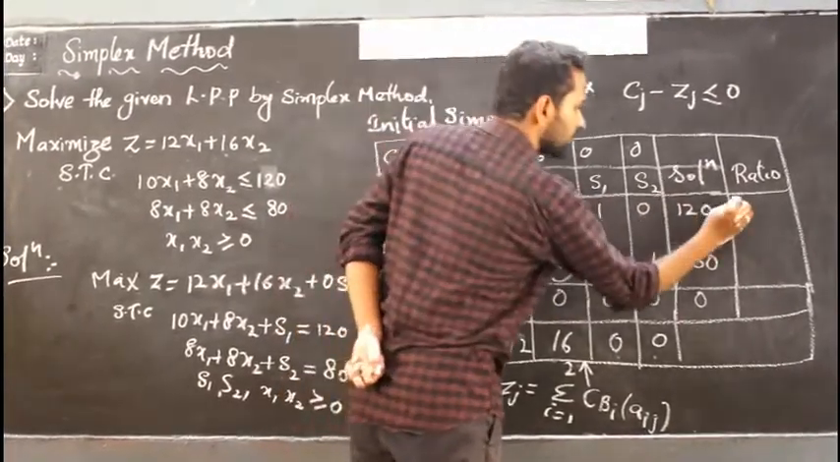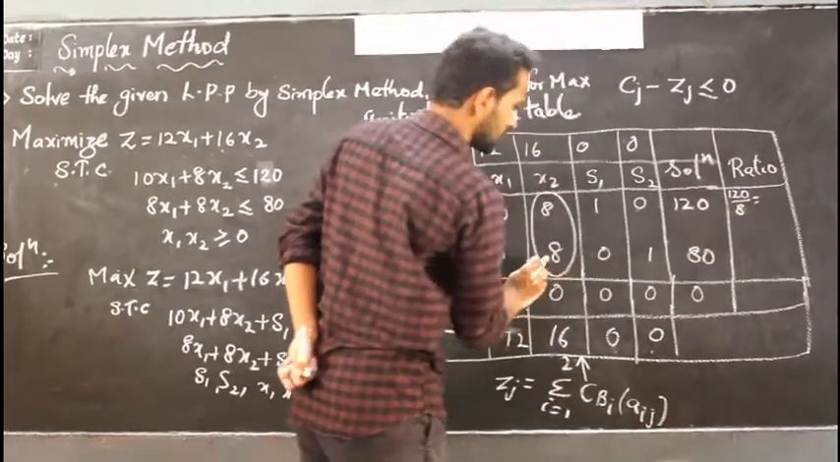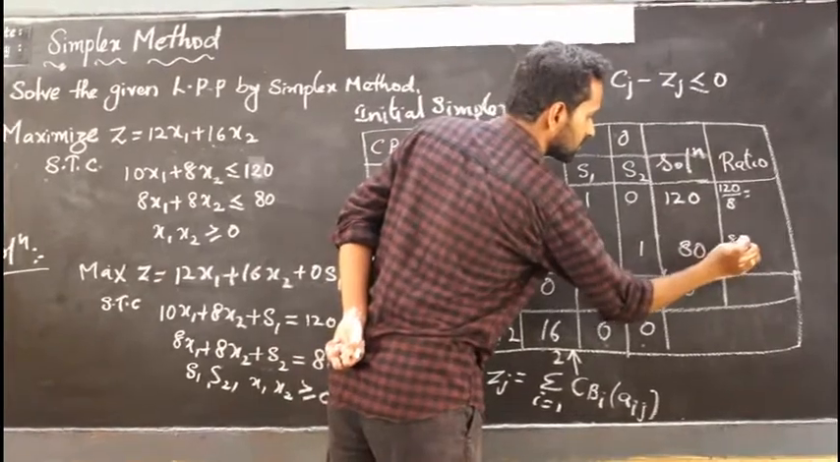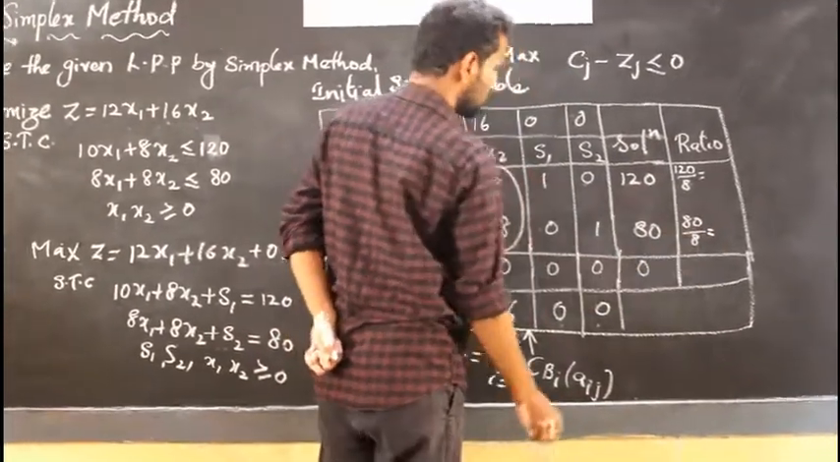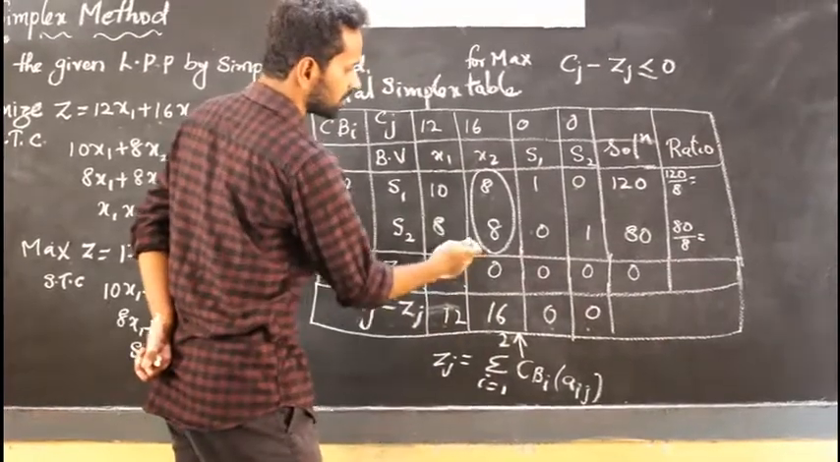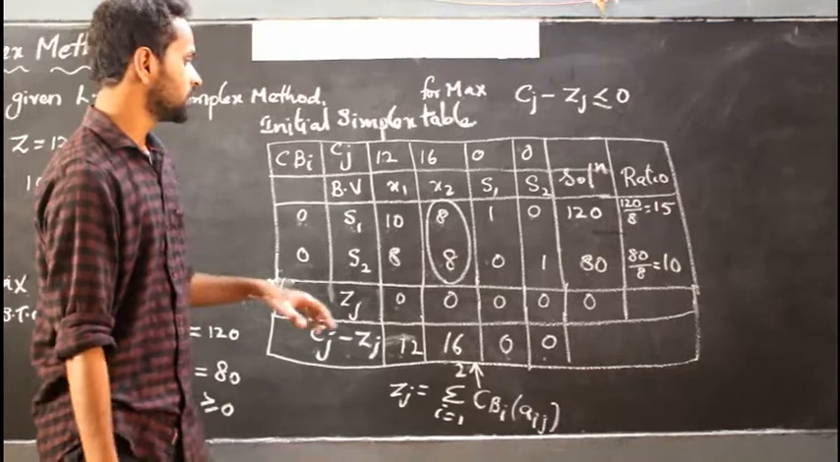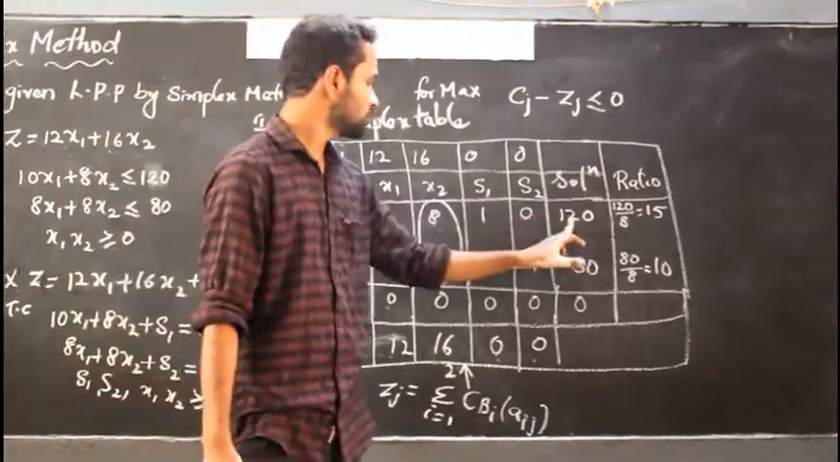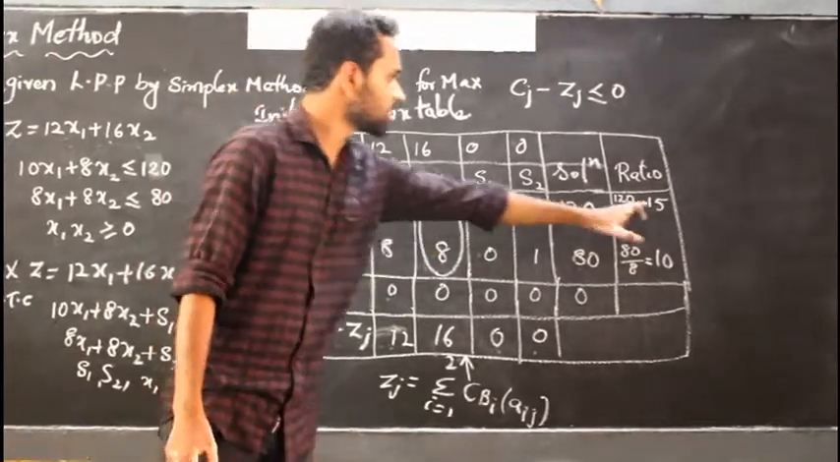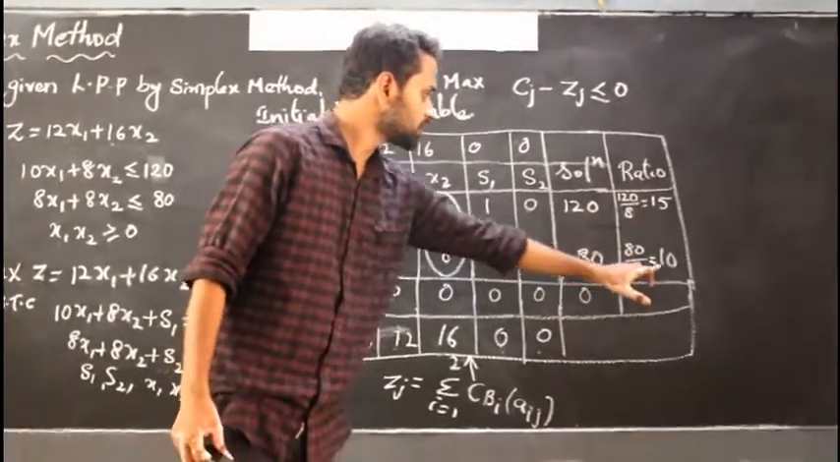That becomes 120 divided by 8, and 80 divided by 8. So I need to find 120 divided by 8, and similarly go for 80. Let's find the ratio by using the key column. I already mentioned, look at it: solution divided by key column value will give a ratio. That is 120 divided by 8 gives 15, and 80 divided by 8 gives 10.